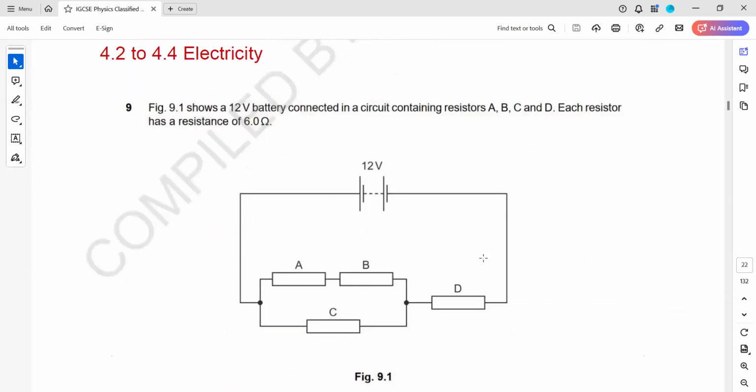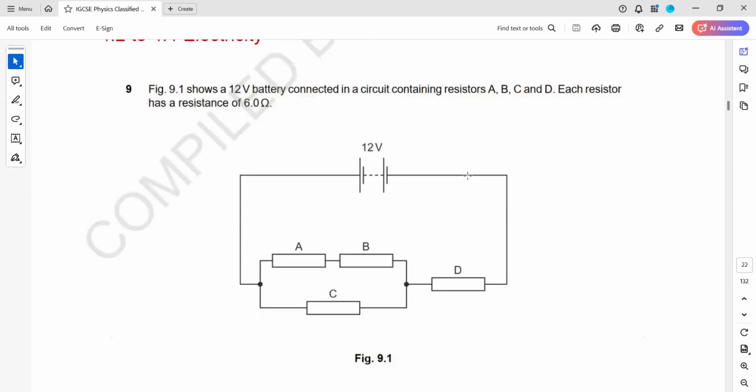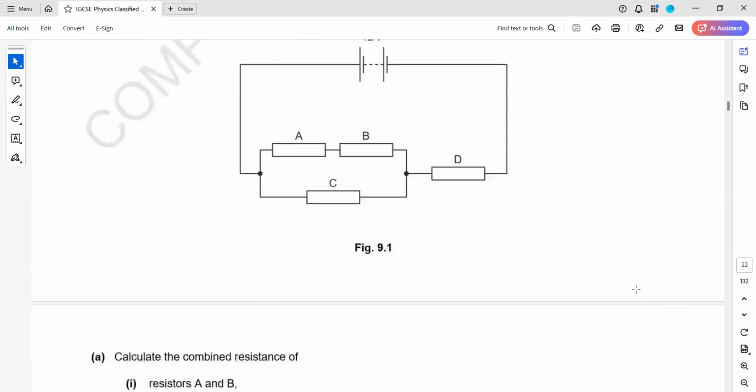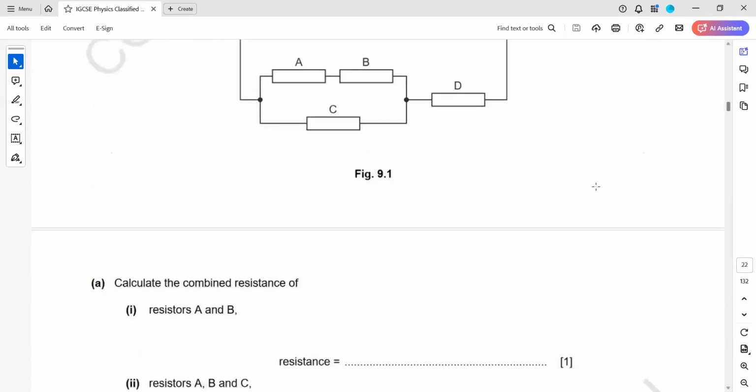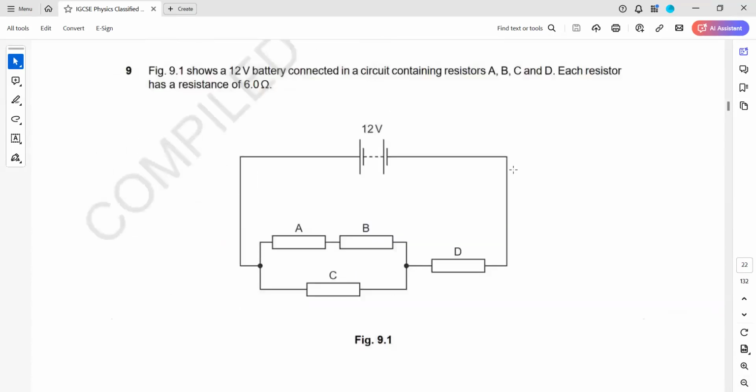This question is related to electrical circuit. Figure 9.1 shows a 12-volt battery connected to a circuit containing resistors A, B, C, D. Each resistor has a resistance of 6 ohm. Calculate the combined resistance of AB. If each is 6 ohm, what is the combined resistance of AB?